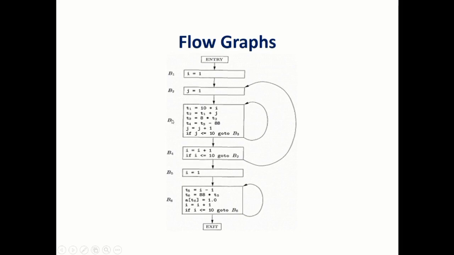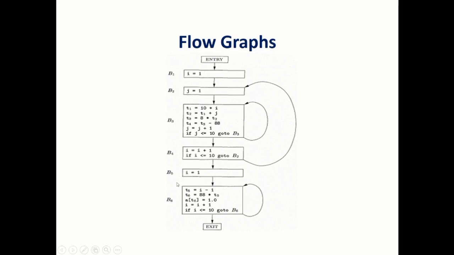Next, B3 to B4, no jump. The arrow goes to the next block in the program. Then draw the connection B3 to B4. Look at the B4 basic block, I equal to I plus 1. It ends with a conditional jump: if I less than or equal to 10, go to B2. Then draw the connection from B4 to the B2 basic block. B4 to B5 has no jump, so draw the connection normally. Similarly, B5 to B6, draw the connection.